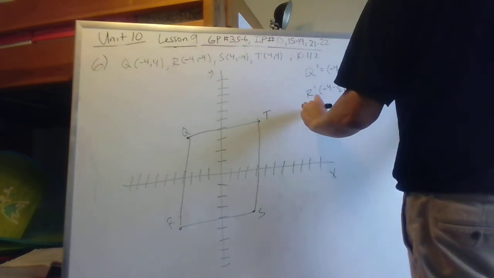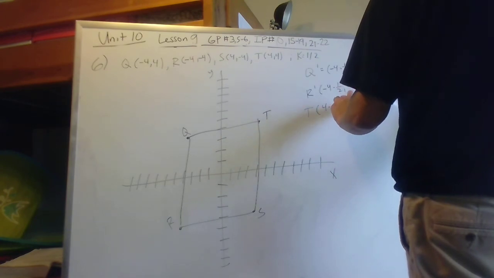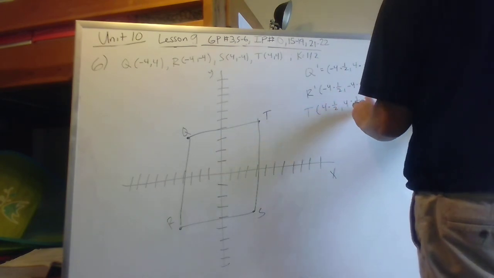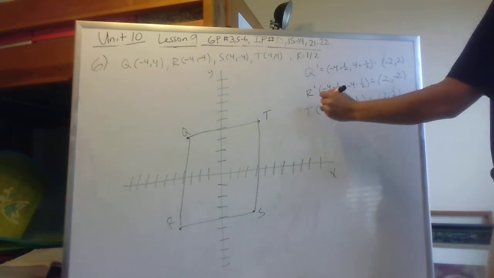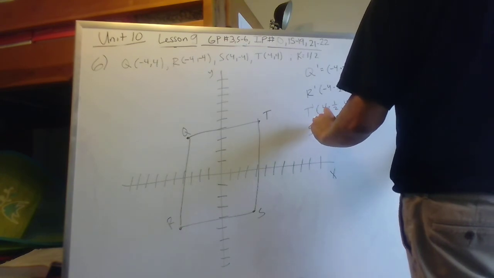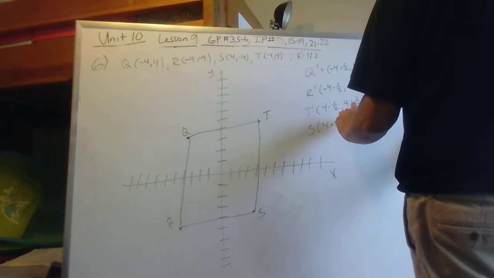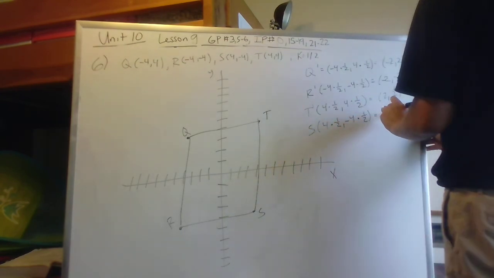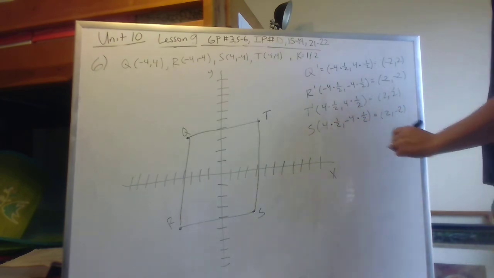And then for T, we're going to have 4 times 1/2, 4 times 1/2, and that equals 2, 2 for T prime. And S, I accidentally skipped S. We're going to have 4 times 1/2, and then -4 times 1/2, and that equals 2, negative 2 for S prime.